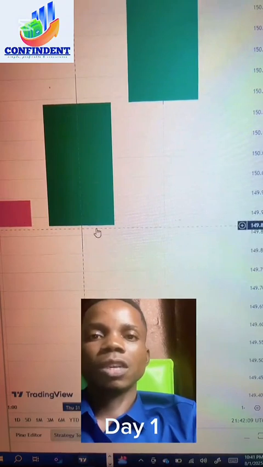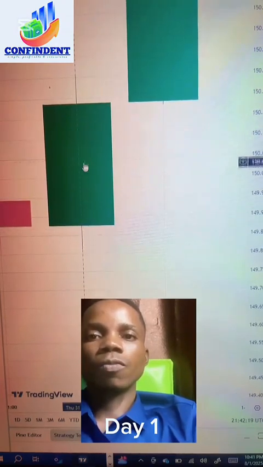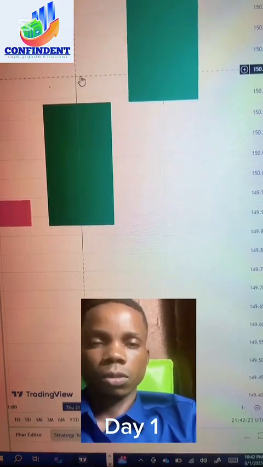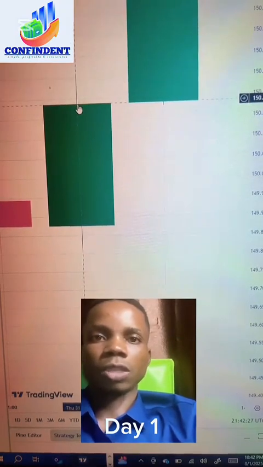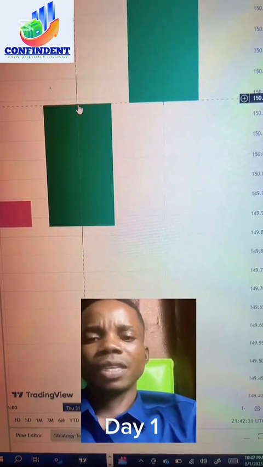That means if it opened at 149.877, then it came below that price to 149.807 before it actually moved upward and got to this place at 150.253 and later closed at 150.187. What does that mean in the real world?